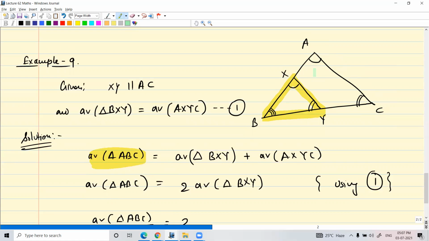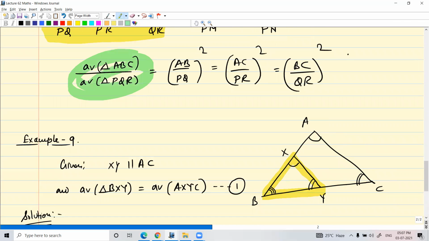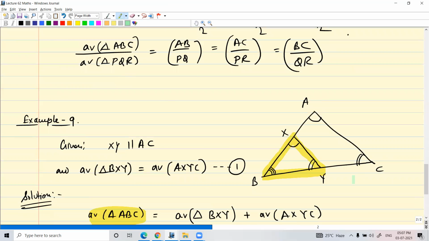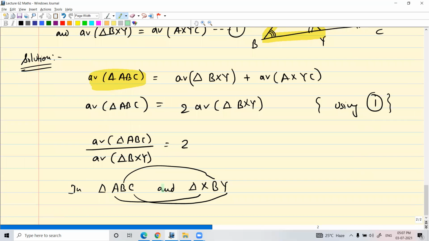Those two triangles are similar, and just now we have learned in the previous theorem, right? If the two triangles are similar, then their areas are in the ratio of the squares of their sides. So that is what we are going to use over here. First of all, let's prove that these two are similar. So that is what I have written: ABC and XBY.